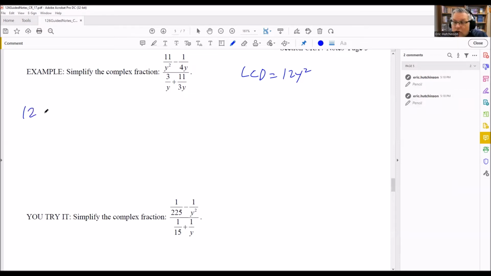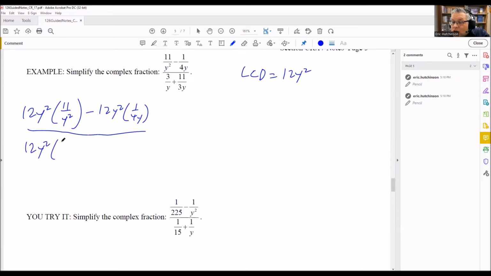So 12y squared times the first one, 11 over y squared. And we're going to do minus 12y squared times 1 over 4y. And then 12y squared times 3 over y. 12y squared, 11 over 3y. So every single thing in the top and bottom, I'm multiplying by the LCD 12y squared.